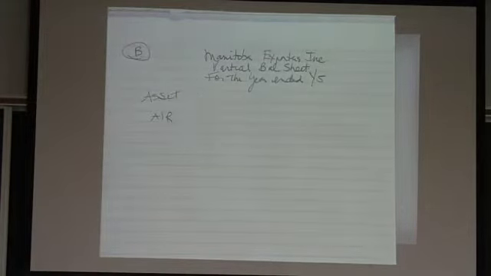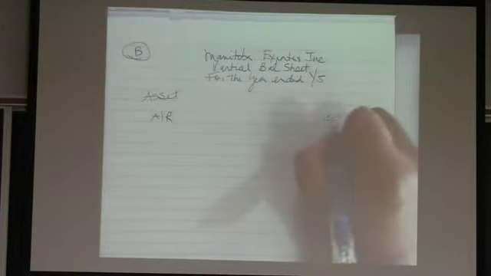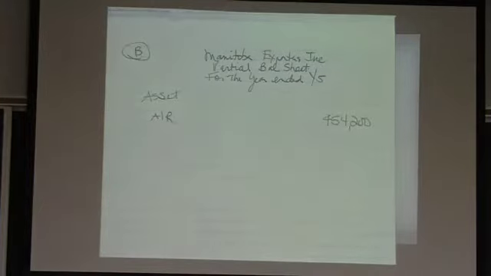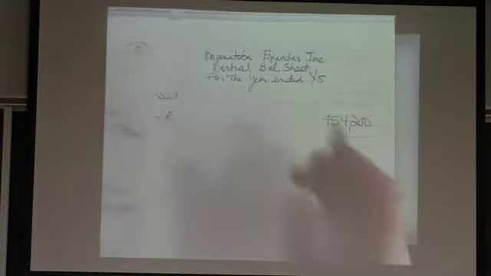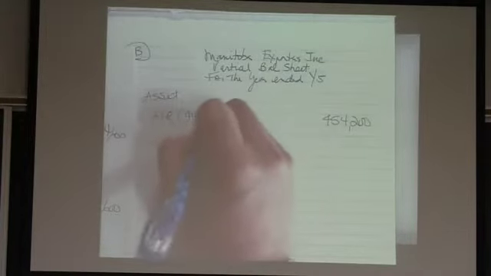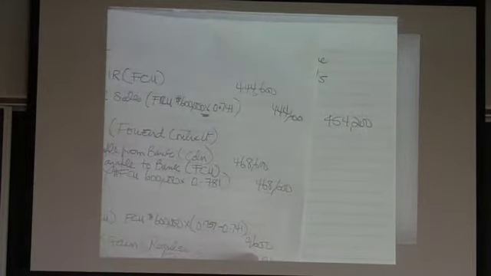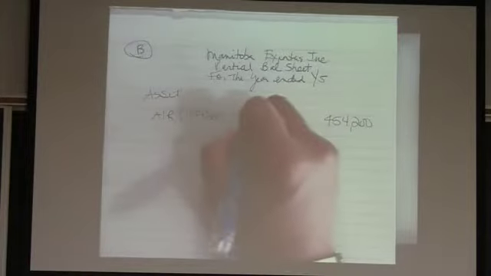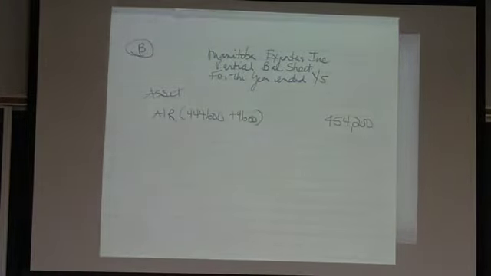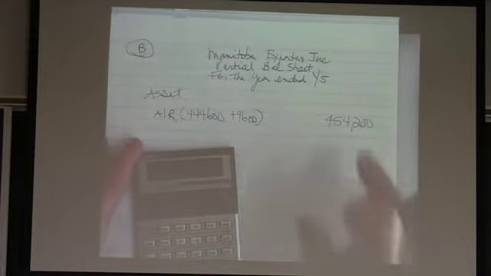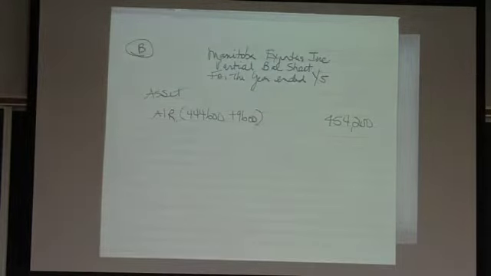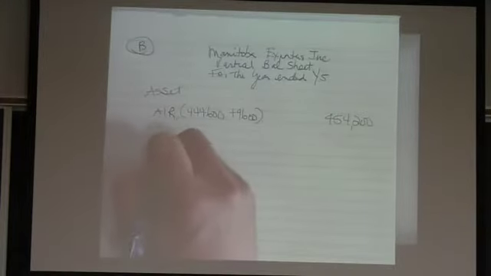And how much is that? We're going to have AR of $454,200. Now, how did I get that? It's going to be 444,600, and we're going to add 9,600 to that. So 444,600 plus 9,600 gives us 454,200.